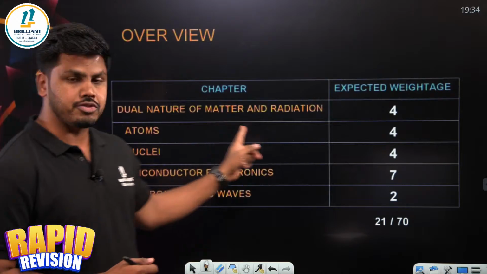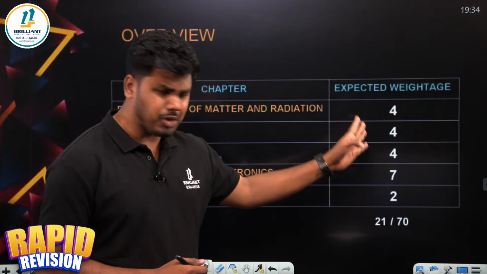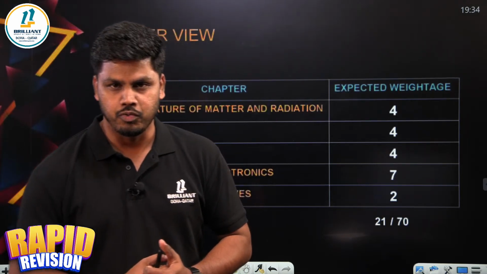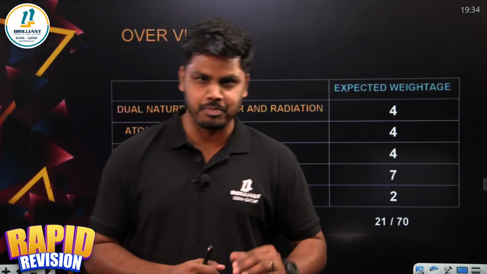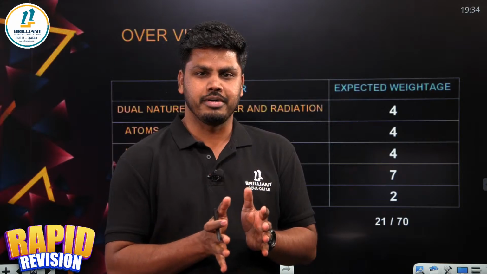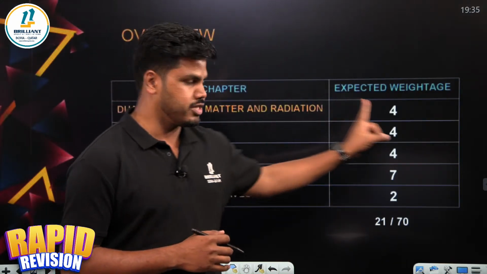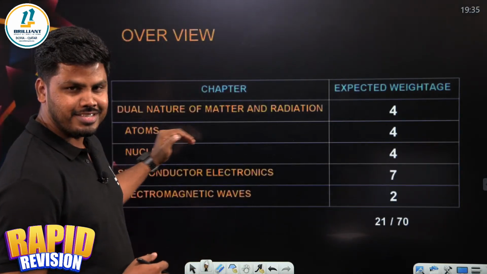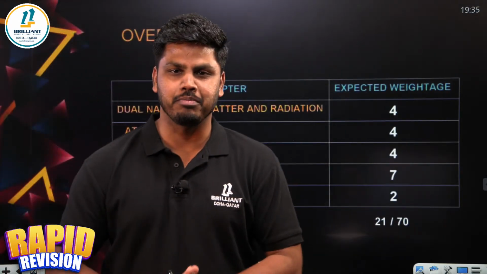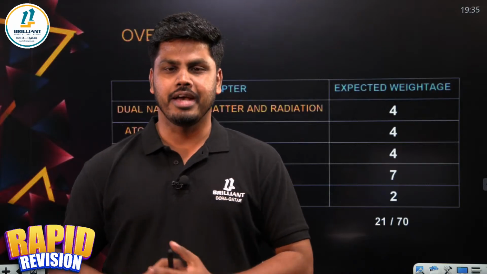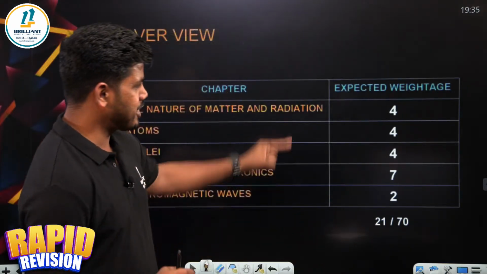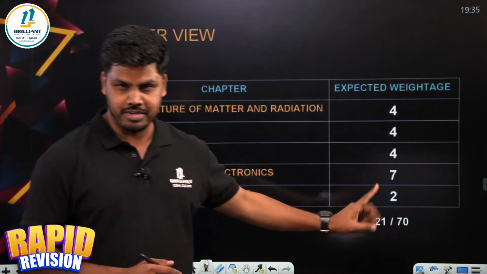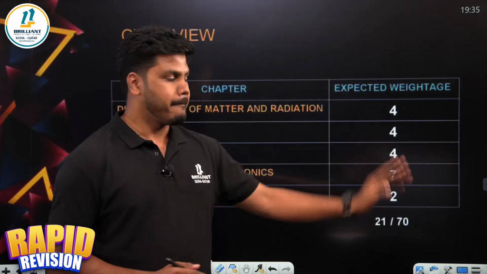The first one, dual nature of matter and radiation. You can see the average expected weightage from this chapter for boards. It is a part of a unit, dual nature of matter and radiation, of 4 marks. Atoms and nuclei together is another unit of 8 marks, so we expect 4 marks each from atoms and nuclei. That is why I told you expected weightage. And semiconductor electronics is a single unit of 7 marks as per the weightage given.